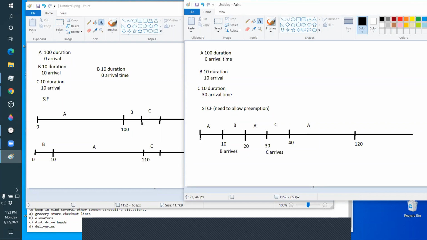So at first, at time 0, A arrived, so we just schedule A. There wasn't anybody else to schedule. Then at time 10, B arrives, so we can choose: do we stick with A or do we go with B? Okay. Now, for example, in this one, I could have a C.